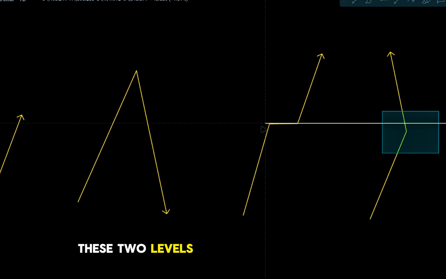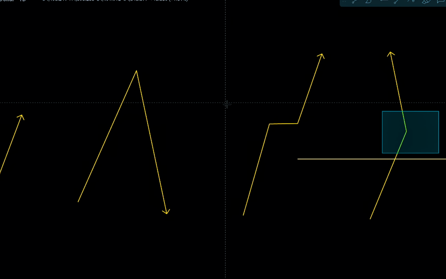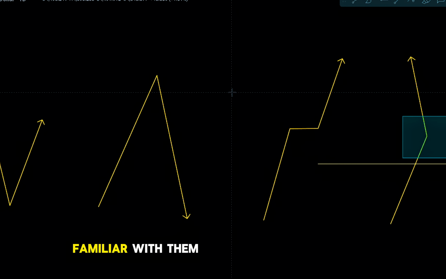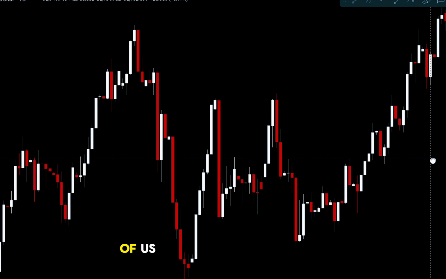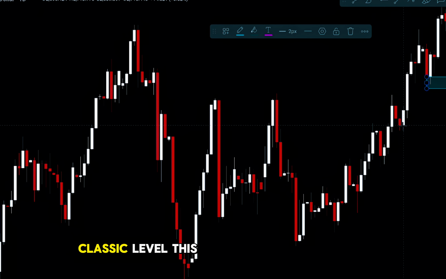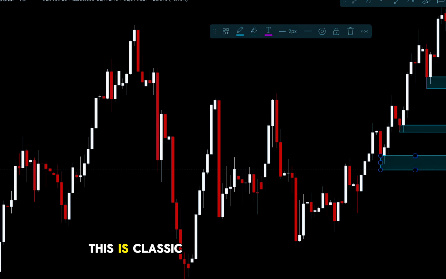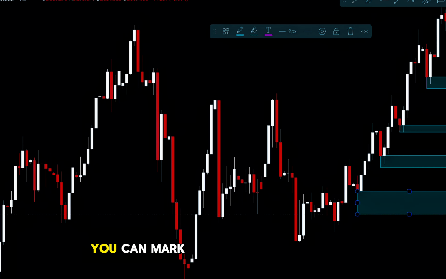So these two levels are those that I need to disclose to you, and we will look at them and practice for you to just get familiar with them using the candlestick chart. So with the candlestick chart now being in front of us, we can see very well. We have here, this is a classic level. This is another classic level. This is a classic level. These are all classic levels that you can mark.